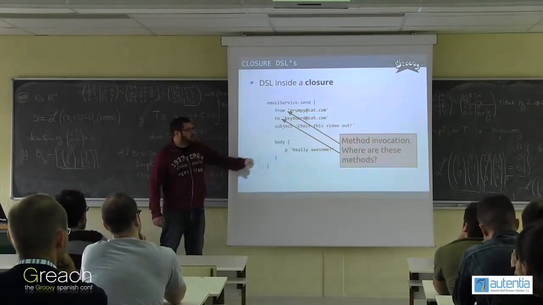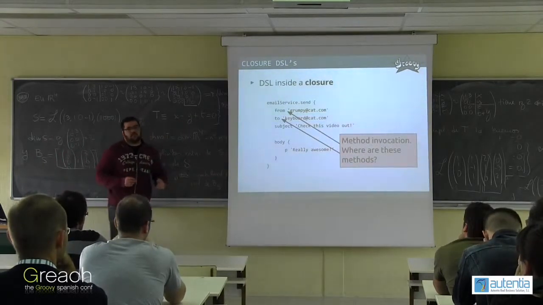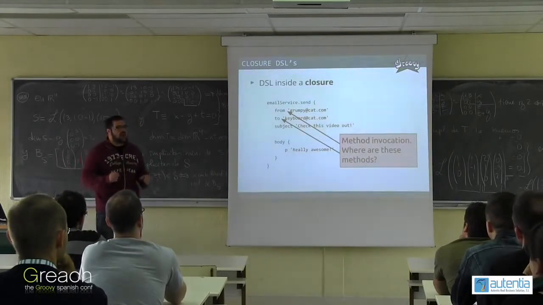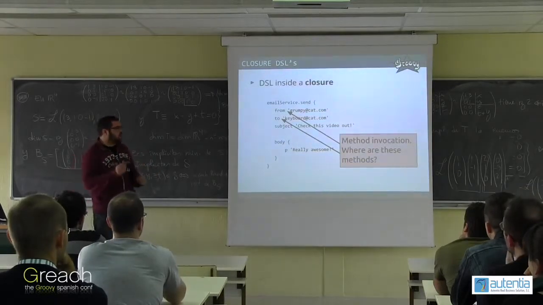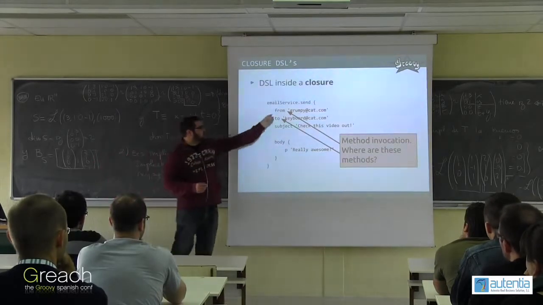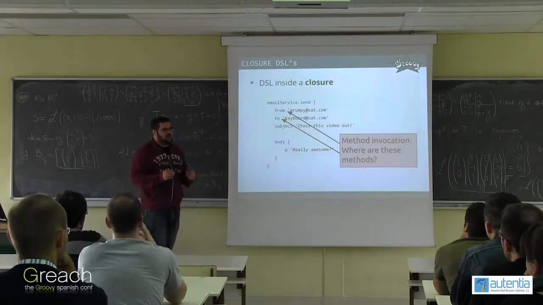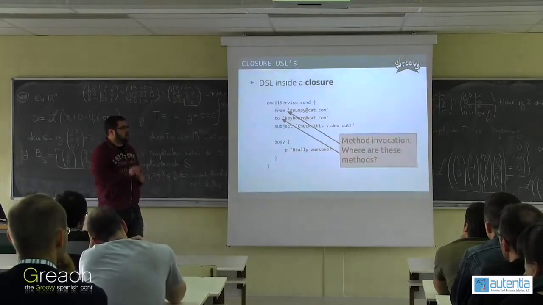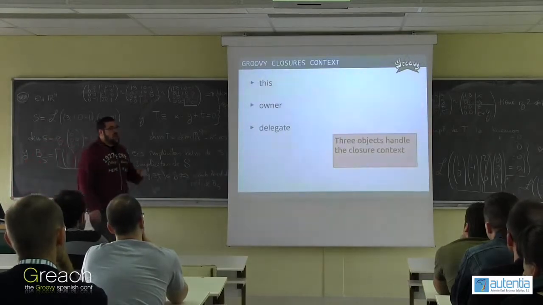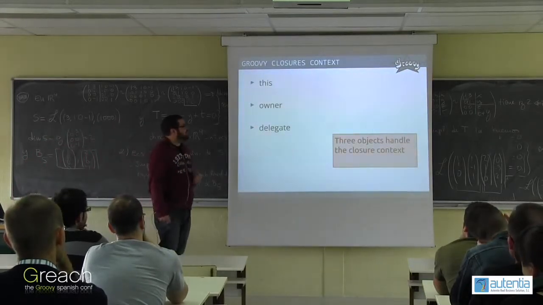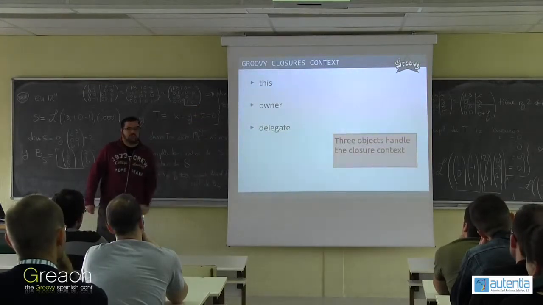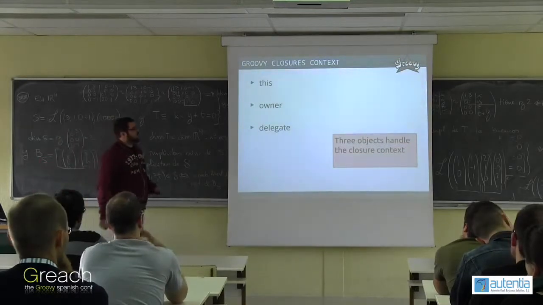These two are method invocations, but where are these methods? Because in Groovy, unlike other languages like Python, there are no functions. All methods are called on an object. I mean, from is not a function in the ether. From is a method of a concrete instance of an object. And there are three objects that could be called in this case: this, owner, and delegate. Most of the time they are the same.